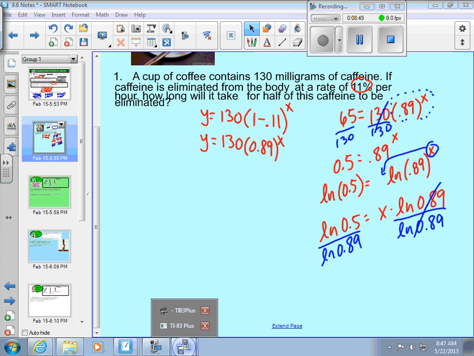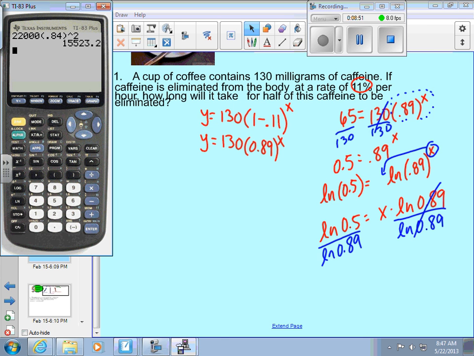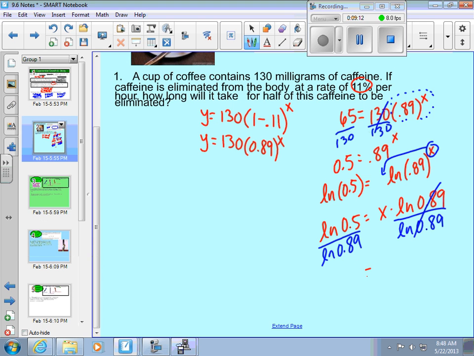So now it becomes a calculator problem. On your calculator, you want to take the natural log of 0.5, make sure you close the parentheses, divided by natural log of 0.89. If you hit enter, it'll tell you approximately the time it's going to take. It looks as if it takes about 5.95 hours. So that's how much time it would take your body to eliminate the caffeine.